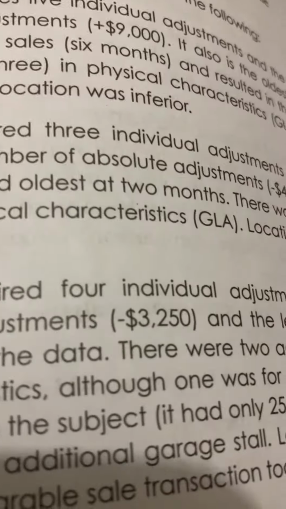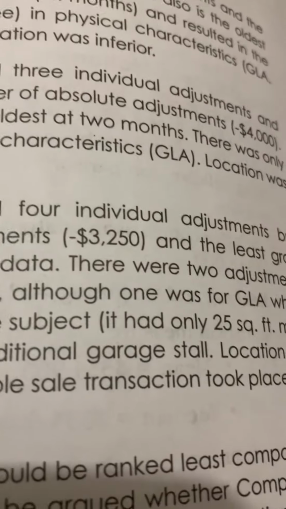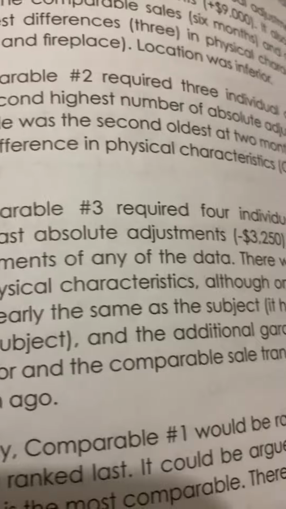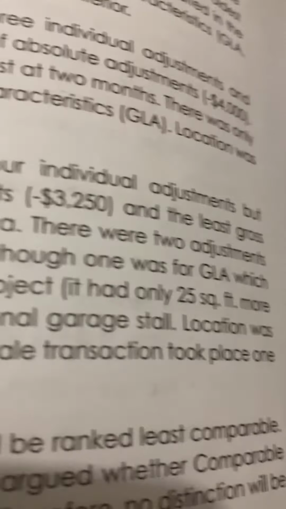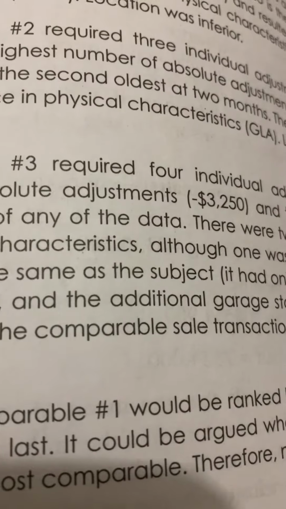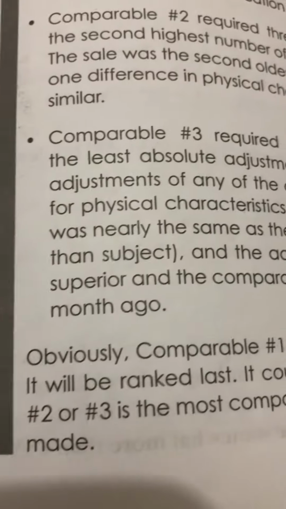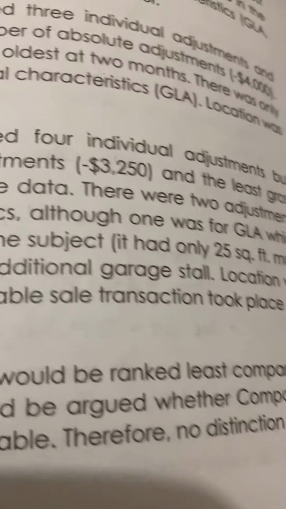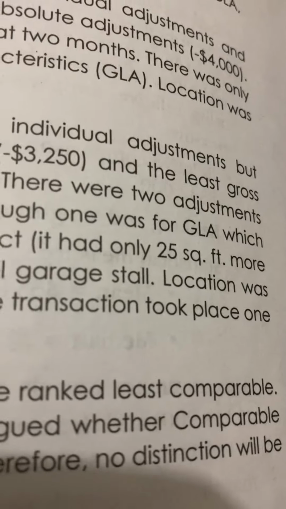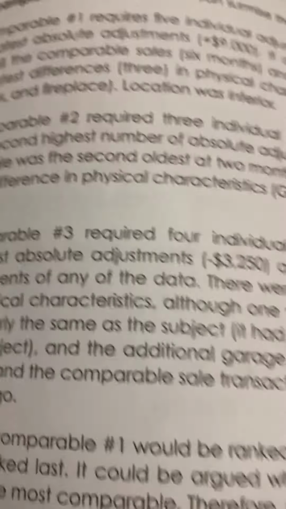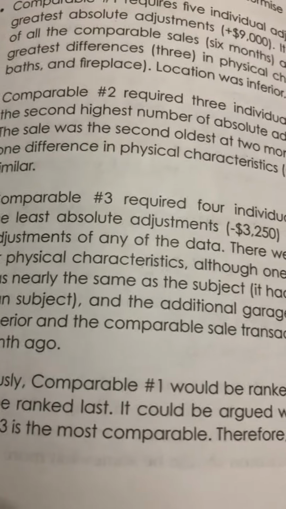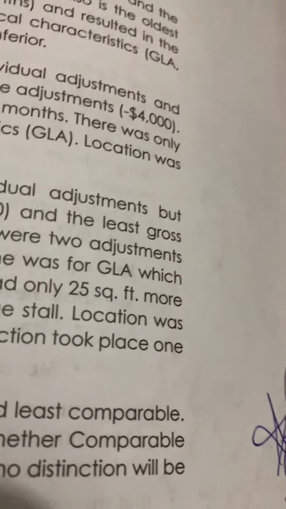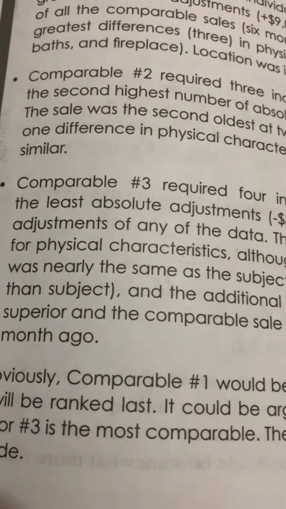Location was similar. Comparable number 3 required 4 individual adjustments, but the least absolute adjustments, minus $3,250, and the least gross adjustments of any of the data. There were 2 adjustments for physical characteristics, although one was for gross living area, which was nearly the same as the subject. It only had 25 square feet more than the subject, and the additional garage stall. Location was superior, and the comparable sale transaction took place 1 month ago.